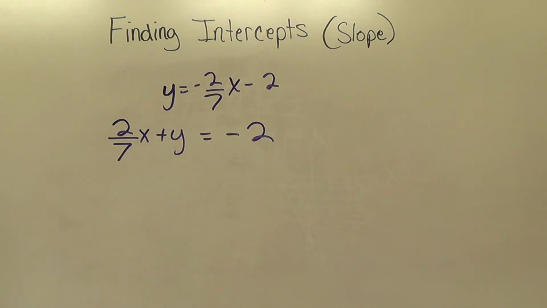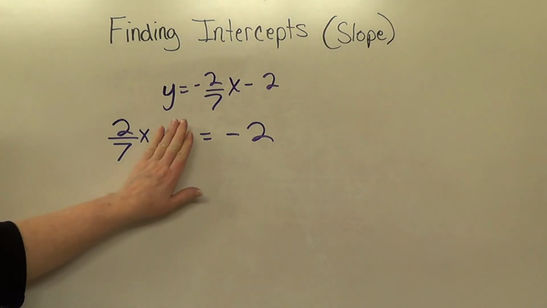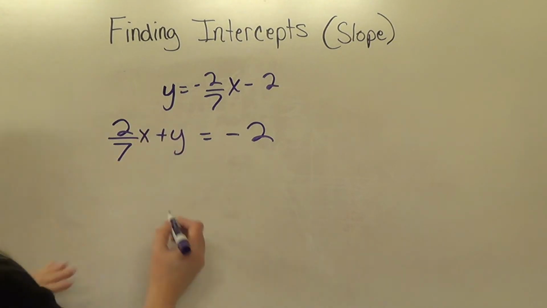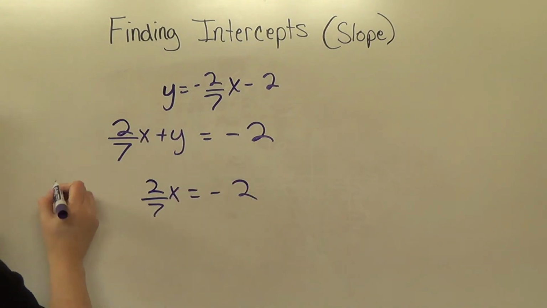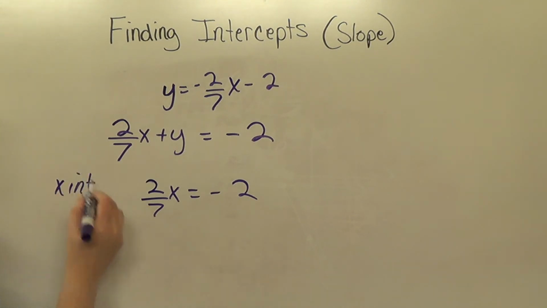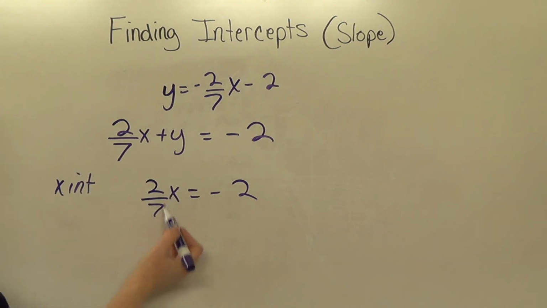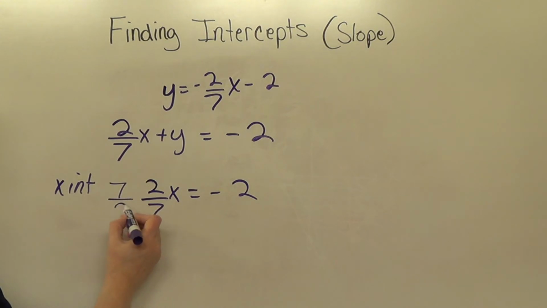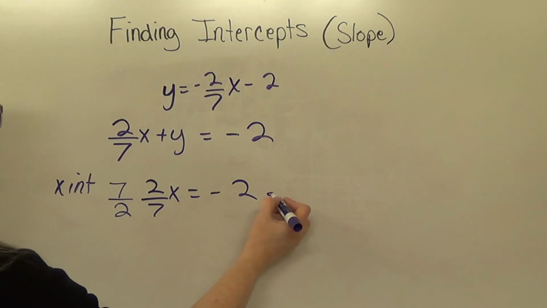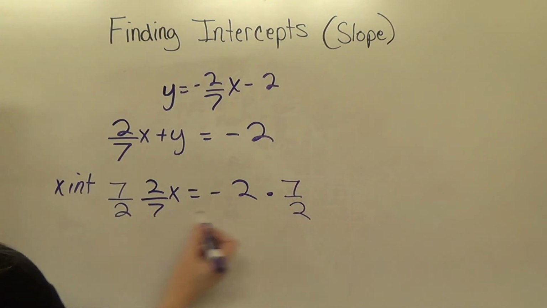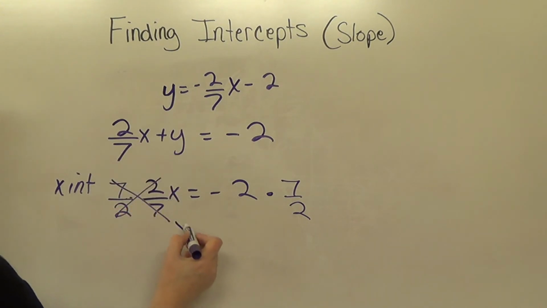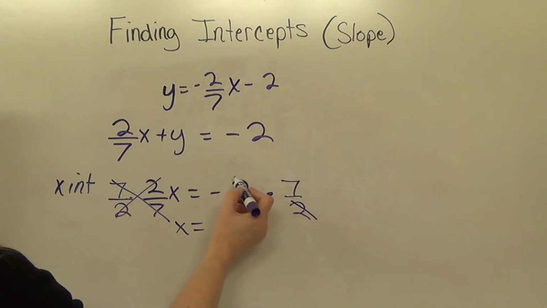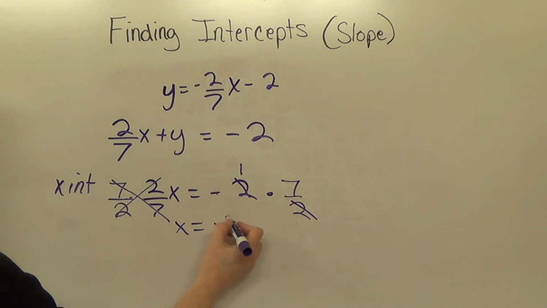Now, let's say that I want to find the intercepts. Well, you would let y be 0. So you'd have 2 sevenths x equals -2. So we're going to find our x-intercept. Alright, and we're going to take the reciprocal to get x by itself, and we're going to multiply the reciprocal on both sides. That gives me 1, and 1 times x is x. And then 2 goes into 2 1 time, but it's -1. -1 times 7 is -7.